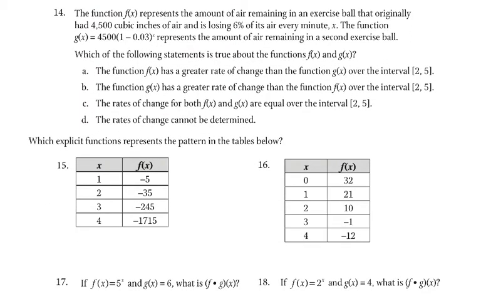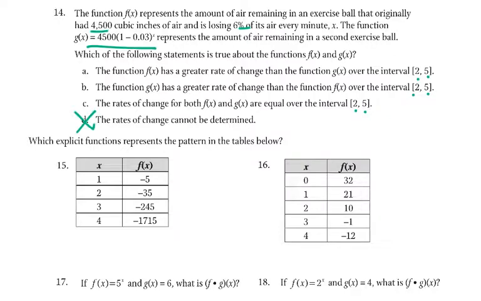Okay, 14. The function f of x represents the amount of air remaining in an exercise ball that originally has 4,500 cubic inches of air and is losing 6% of its air every minute. The function g of x equals 4,500 times 1 minus 0.03 to the x, doing the same thing. So we're looking at rate of change, right? So first of all, can we determine the rate of change? Yes. Okay. Because we're given this interval 2, 5, we were given an equation or a story problem, we can figure it out. So it can't be that.